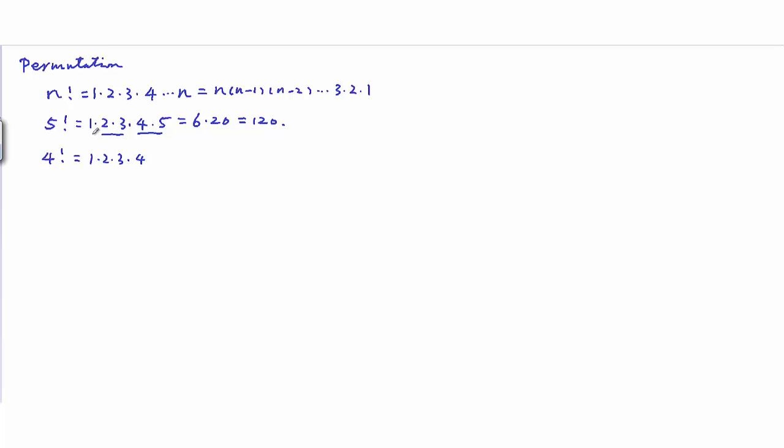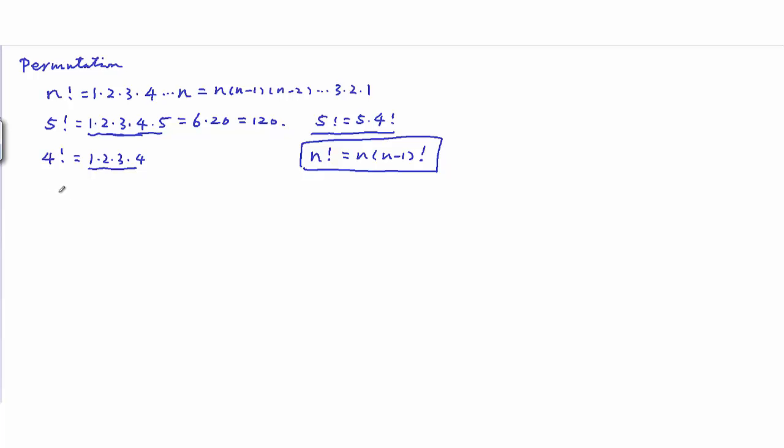What I'm trying to say is, if you look at 5 factorial, it is 1, 2, 3, 4, and then you also have this one. So therefore 5 factorial can be written as 5 times 4 factorial. And this is generally true for any n. So if you have n factorial, it will be n times n minus 1 factorial. Make sense? Okay, and this is a very important, useful fact about n factorial.